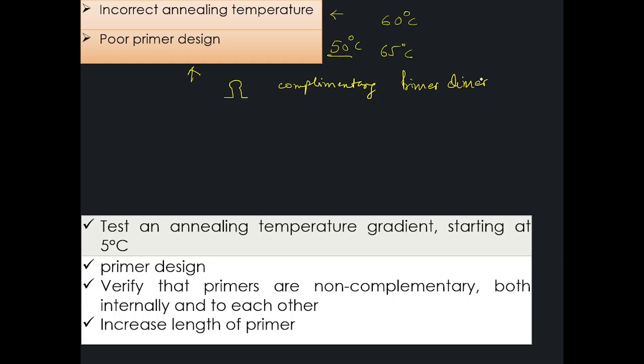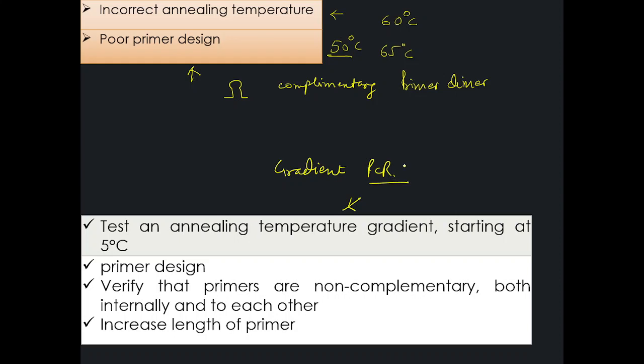Now to solve this problem, one can use a gradient temperature, and for running this gradient temperature, one can use a gradient PCR or thermal cycler machine. If you do not have one, there is nothing to be worried about.